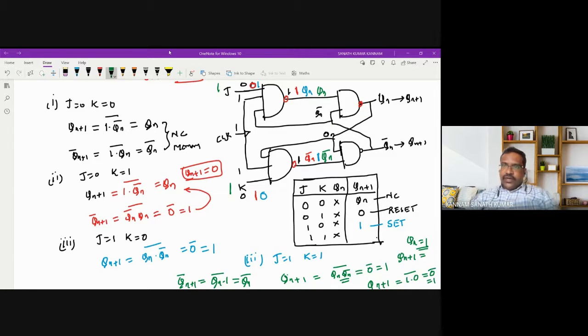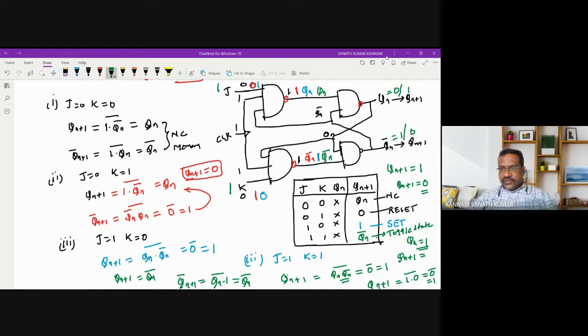Suppose you are taking Qn equal to 0 and Qn bar equal to 1, you are getting Qn plus 1 equal to 1. Suppose you are taking Qn equal to 1 and Qn bar as 0, you are getting Qn plus 1 equal to 0. So whatever you take, you are getting Qn bar. That means you are getting the toggle state. This state we call a toggle state.